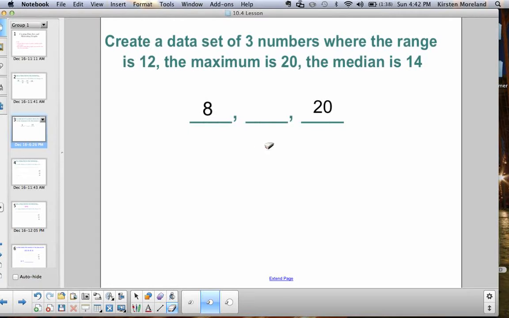And lastly, the median is 14. Since we only have an odd number here, median means the middle. Well, all we have is the middle number left. It has to be 14.